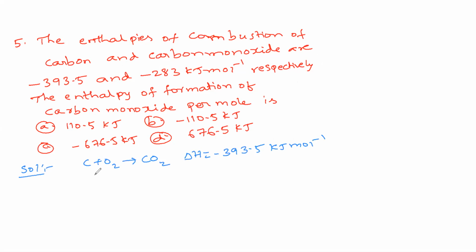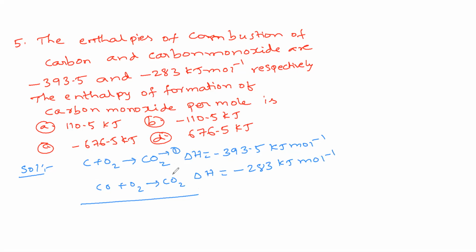Next, combustion of carbon monoxide. CO plus O2 gives rise to CO2. In this case, delta H is equal to minus 283 kilojoules per mole. Now they are asking us to find the enthalpy of formation of carbon monoxide. How is this carbon monoxide formed actually? By combining these two equations, we can say equation 1 minus equation 2. Take it as equation 1 and equation 2. Then only we'll get it.